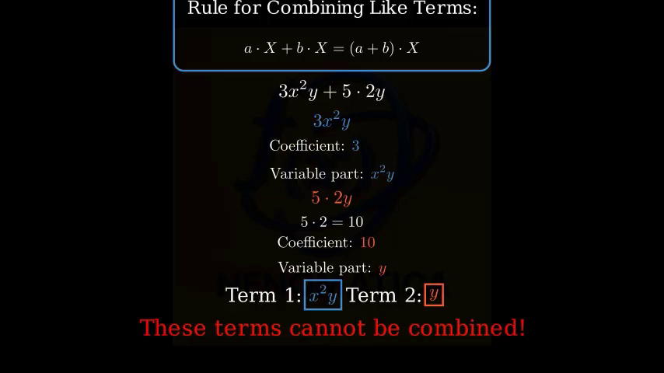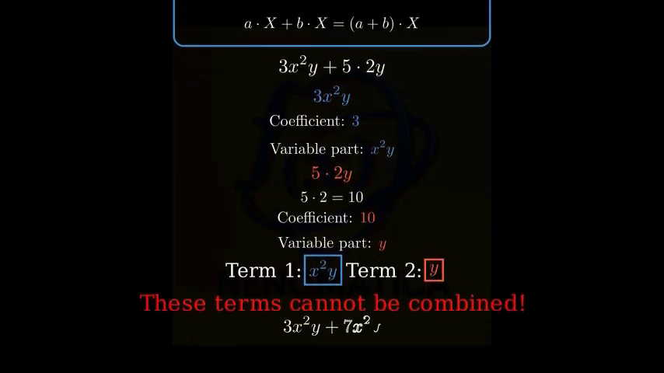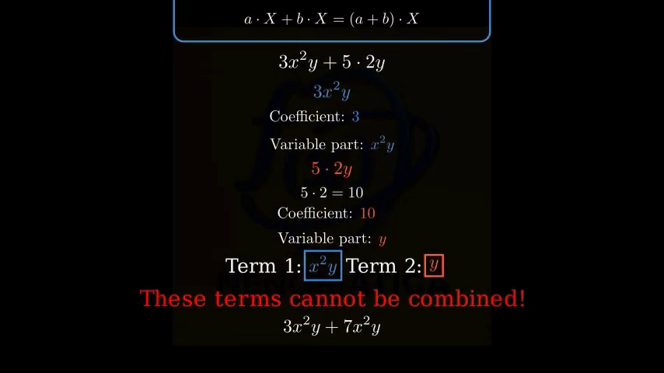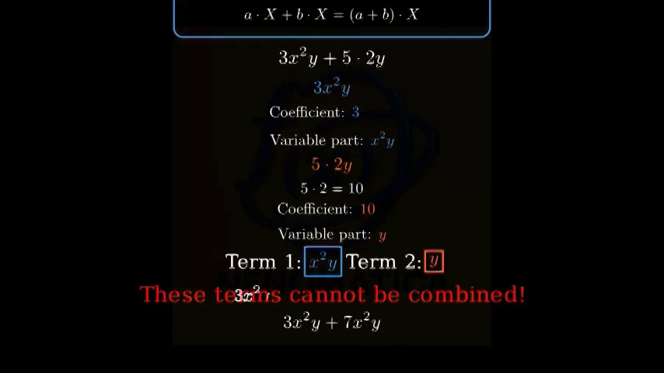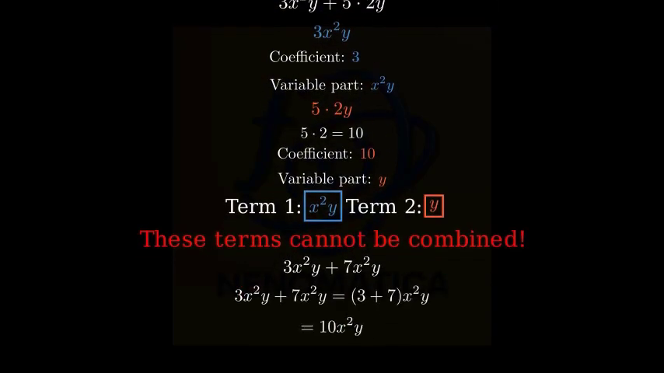Let's see an example where terms can be combined. Consider the expression 3x squared y plus 7x squared y. These are like terms because they have identical variable parts, x squared y. So we can add their coefficients. 3 plus 7 equals 10. Thus, 3x squared y plus 7x squared y equals 10x squared y.